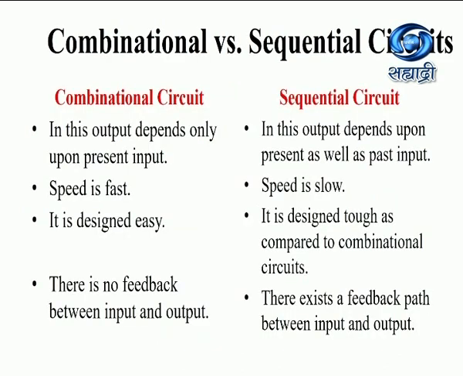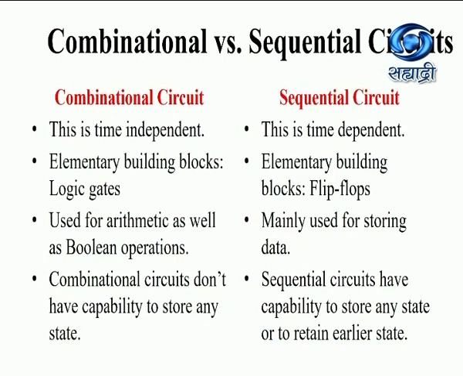So let's see the difference between combinational and sequential circuits. In combinational circuits, output depends only on present input, and in sequential circuits output depends upon the present as well as past input. Speed is fast in combinational circuits, and in sequential circuits speed is slow. Combinational circuits are designed easily, and sequential circuits are designed tough as compared to combinational circuits. In combinational circuits there is no feedback between input and output, but in sequential circuits there exists a feedback path between input and output. Combinational circuits are time independent, and sequential circuits are time dependent. Elementary building blocks are logic gates in combinational circuits, but in sequential circuits flip-flops are the building blocks.